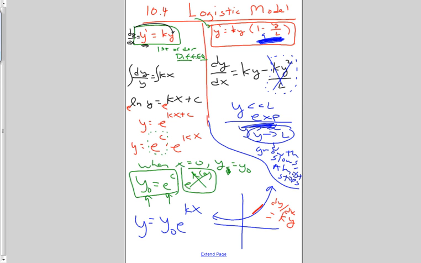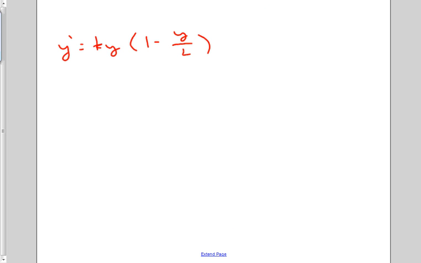So the key difference between the logistic model and the first order differential equation is that there's this minus here. So what we want to do is take this equation and expand it. We want to solve that differential equation, so that we can develop the logistic model.